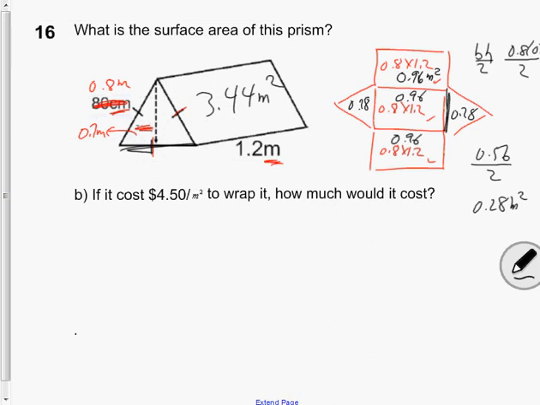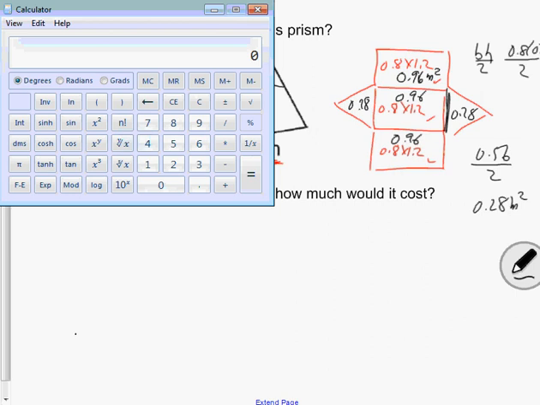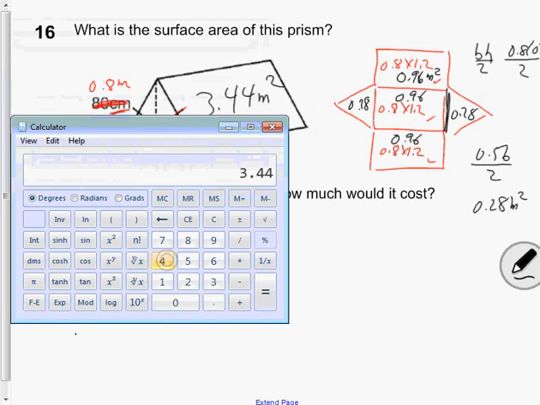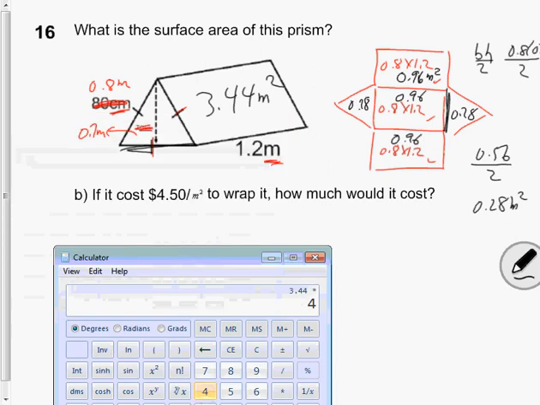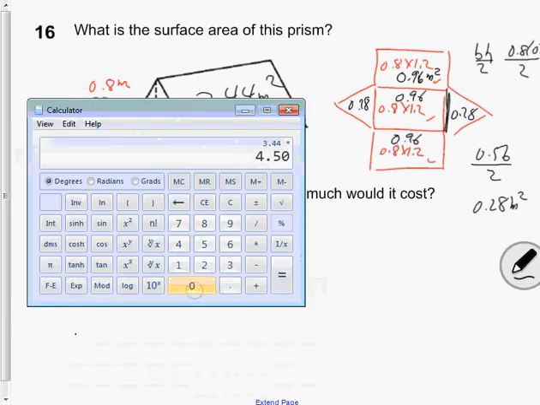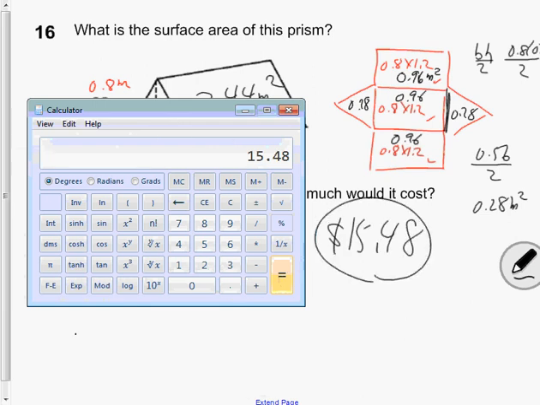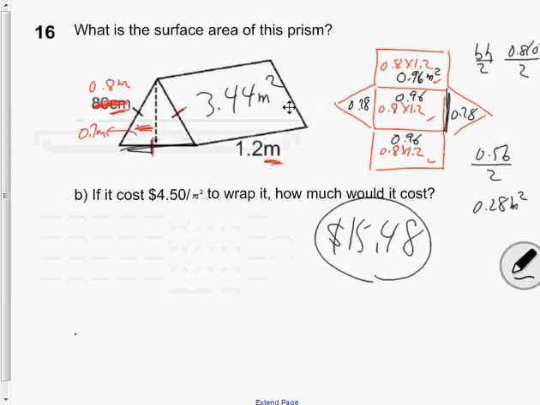Now if it costs $4.50 per square meter to wrap it, I would then take my 3.44 square meters, multiply it by the $4.50 per square meter, and that would tell me it's going to cost me $15.48 to wrap up that box.